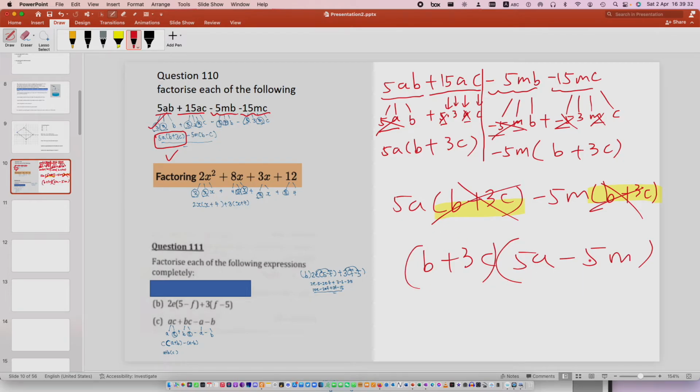Can you see that you also have an M here? Then you also take out that 5. You have this common 5, right? Take it out. So you just rearrange it better. You can put the 5 in front. So this is the answer.